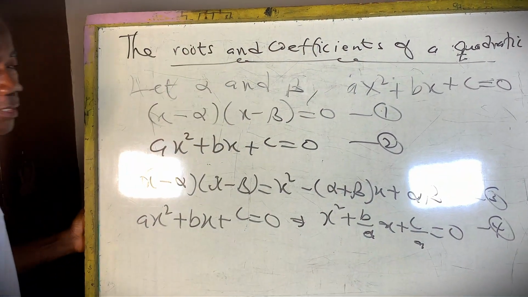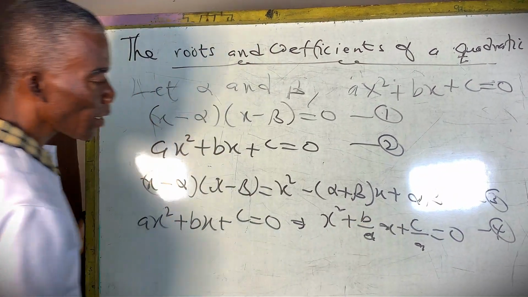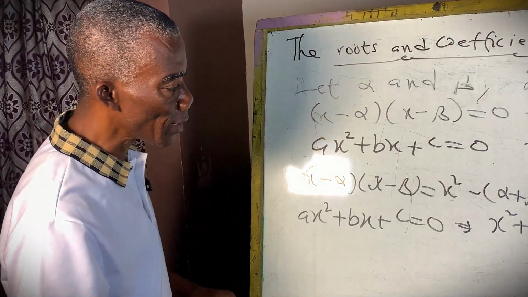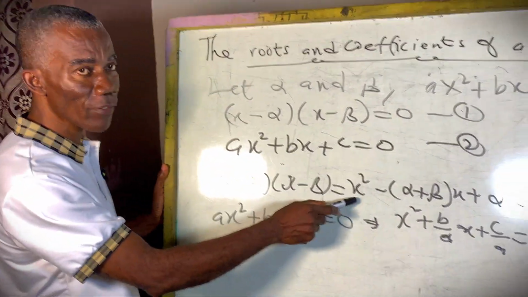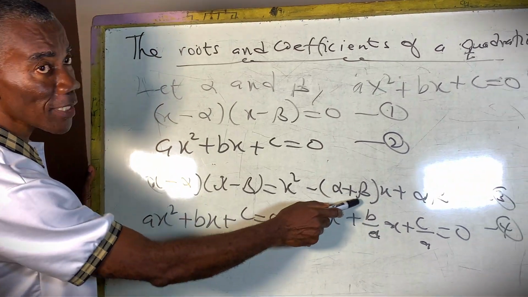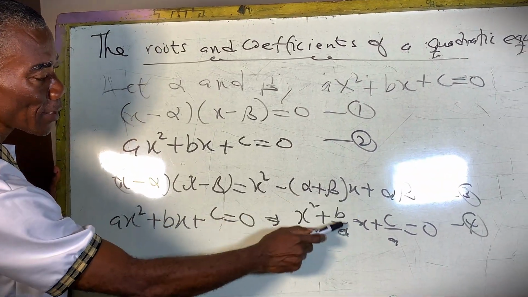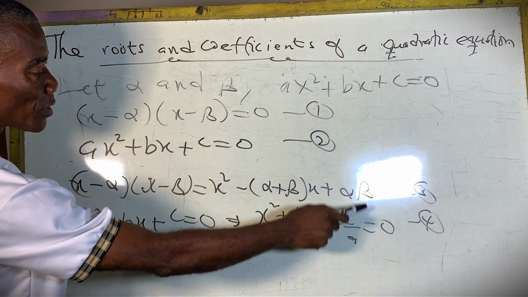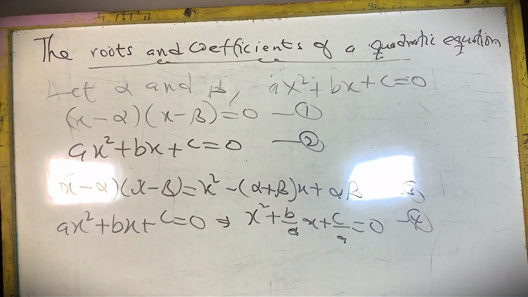So we call this equation 4. So we have these two. Now let us look at how we can simplify the two. So over here you have x squared, you have our negative alpha plus beta x, and then b on a x, then you have our alpha beta and c on a.